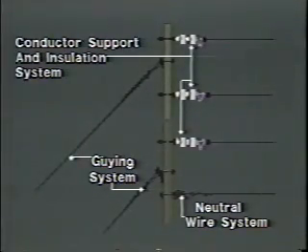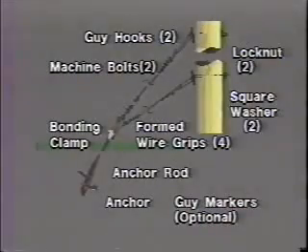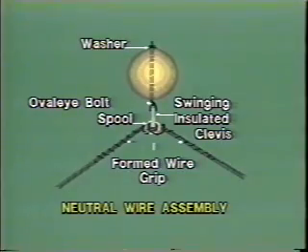The insulators used could be 4 1/4 inch porcelain dead ends, 6 inch porcelain dead ends, or epoxylator dead ends. Angle insulator clamps are used on the hot end of the insulators and anchor shackles, oval eye bolts, washers, and lock nuts on the structure end. Normally, two sections of guy strand would be used, joined to a common anchor at the ground end. The eye on the anchor rod would be a twin-eye configuration to accommodate both strands. A swinging insulated clevis and spool insulator would support the neutral wire system.